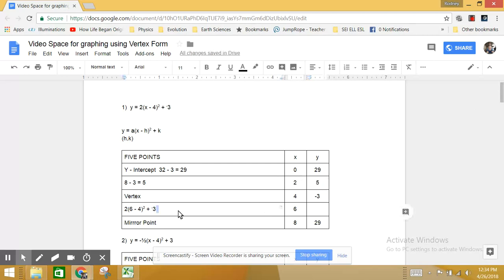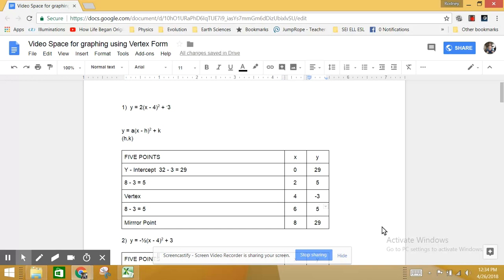Now this one should also get me 5. I'm going to make it clear that this is minus 3 because it might be a little harder to see. But let's sort this out. So here I'm going to have 6 minus 4 in the parentheses, which is 2. 2 squared is 4. And then 2 times 4 again is 8. And 8 minus 3 is 5. And yes, indeed, we get 5 for that point.